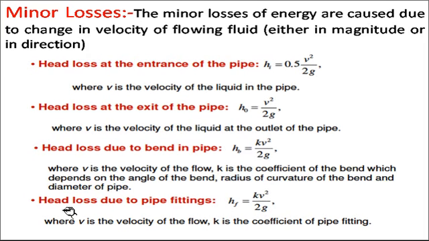And the next one, head loss due to the pipe fitting. If a number of pipe fittings are installed onto the pipe, due to that also the minor loss takes place. It is given by k V square upon 2g. Again, the value of k depends upon the coefficient of pipe fitting. Next, the minor loss also takes place due to sudden enlargement and due to sudden contraction. The derivation for sudden enlargement and sudden contraction we are going to discuss in the next slide.